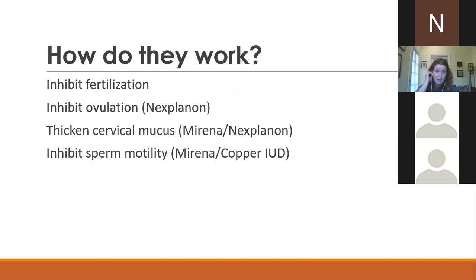So the implant works by inhibiting fertilization. I mean, they all work by stopping an egg from meeting sperm. The implant works by stopping you from ovulating. The hormonal IUDs, the Mirena, the Skyla, the Kyleena, work primarily by thickening cervical mucus. They also interfere with sperm motility. The copper IUD, the main way that it works is it releases copper into the uterine cavity, and it interferes with the sperm. It's a very fancy, very effective spermicide.